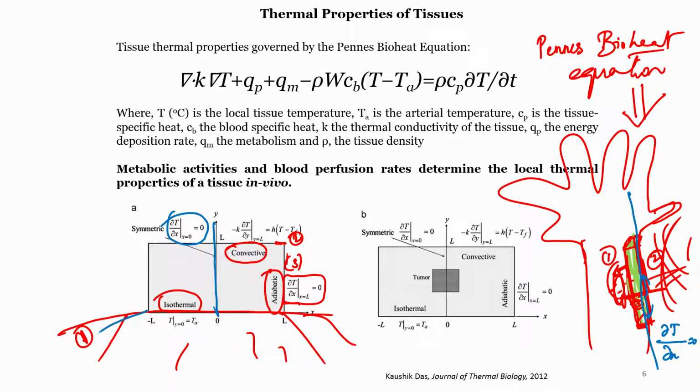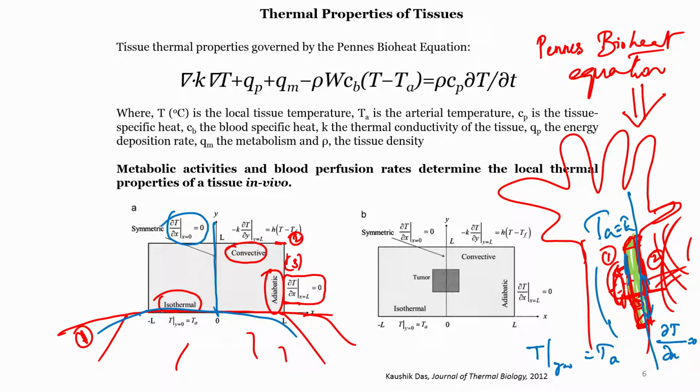Now, let us look at the isothermal surface, which is at the bottom. For the isothermal surface, what it means is that the tissue temperature at y = 0 is equal to the overall tissue temperature, the tissue temperature of the artery or the bulk of the tissue. This is Ta, what it means is that this interface temperature is equal to Ta, okay. So, that is what it means. Now, that is the case with a healthy tissue.